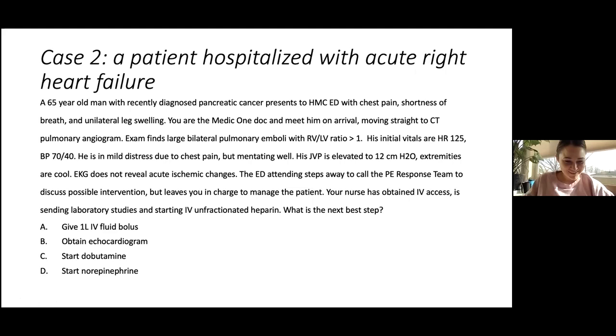Your last couple of votes in. All right. So we've got quite a variety of votes here. So I'll just walk through all of the answer choices.